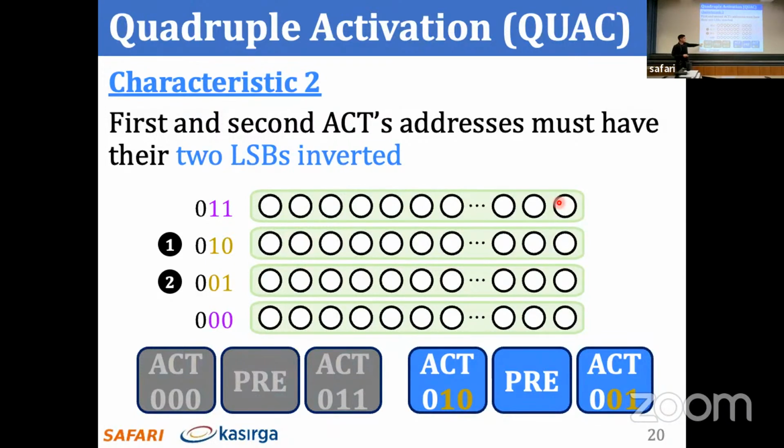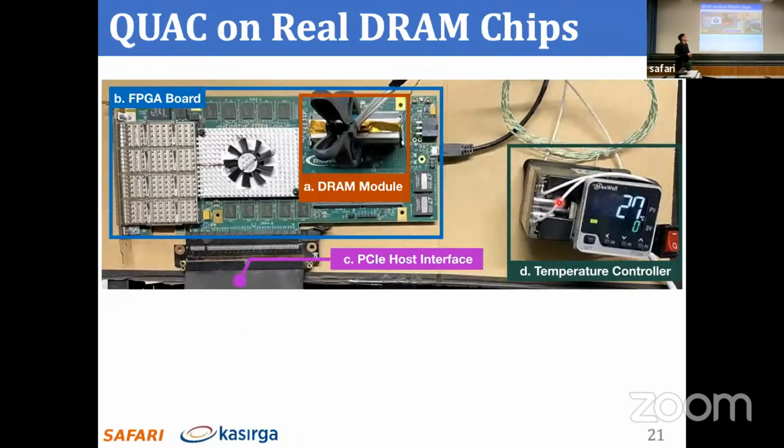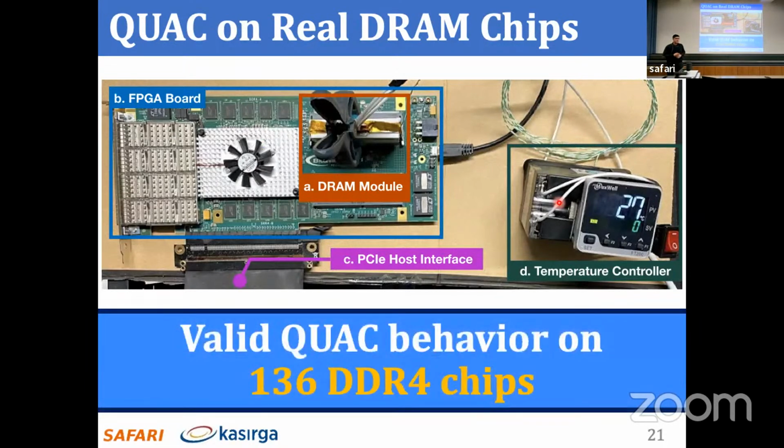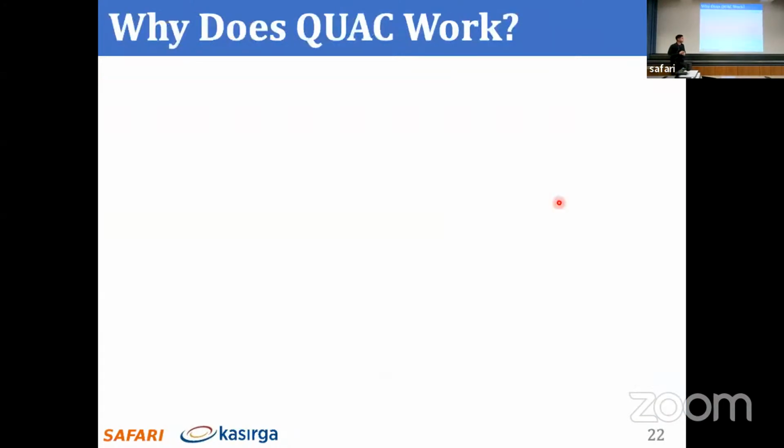One detail is that if you reverse the ordering, it will still work. But if you send the first activate to the first row and the second activate to the third row, it won't work. And we verify this behavior on real DRAM chips using our infrastructure. We show that this works on 136 DDR4 chips that we evaluated from one vendor.